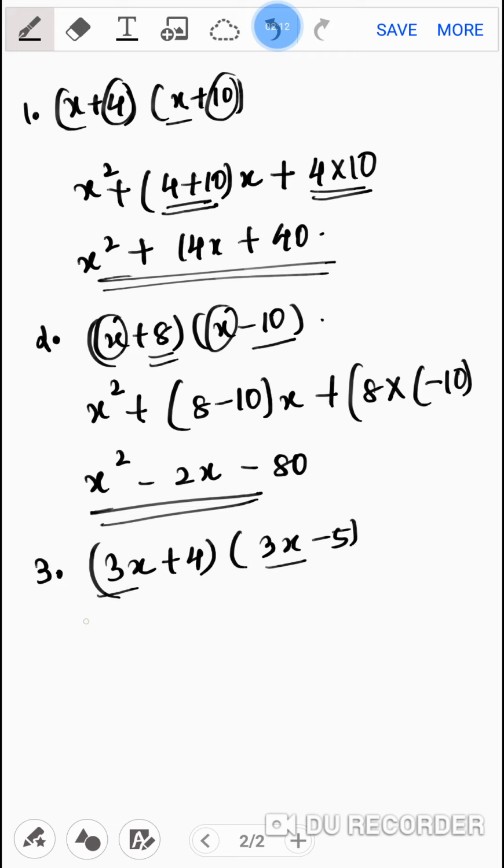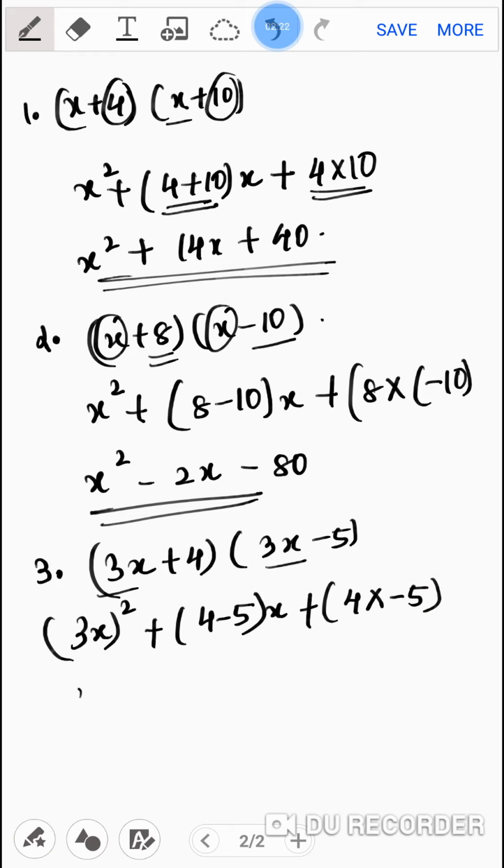I'll jump on to problem number 3 and it says 3x plus 4, 3x minus 5. So you have to multiply this first. So 3x square, plus 4 minus 5 with x, plus 4 into minus 5. So your answer will be 9x square minus, here it is 3x. My dear kids, I have written by mistake x only. First term, that is 3x, you have to multiply with. So it will be 3x minus 20. That's your answer.